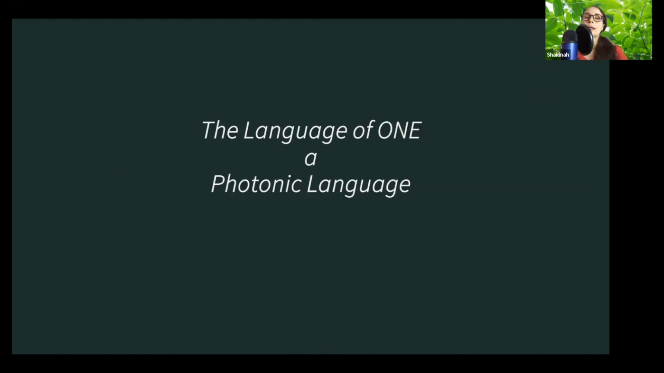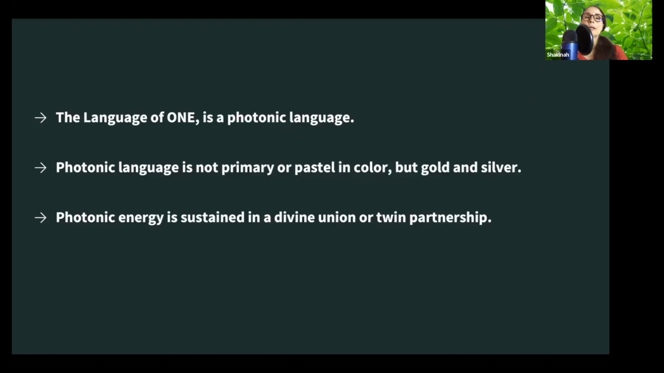The language of one is a photonic language. Photonic language is not primary or pastel in color, but gold and silver. Photonic energy is sustained in a divine union or twin partnership.